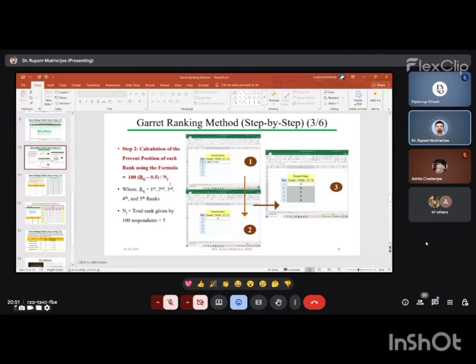Here Nj is how many ranks there are. 5 ranks are there. And Rij is what rank I am talking about. If it is the first rank, then Rij is 1. If it is the third rank, it will be 3. If it is the fifth rank, it will be 5. So in this way, we can convert these ranks into the values of percent positions. Is it clear to all?